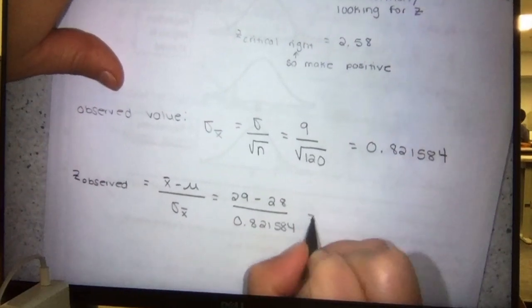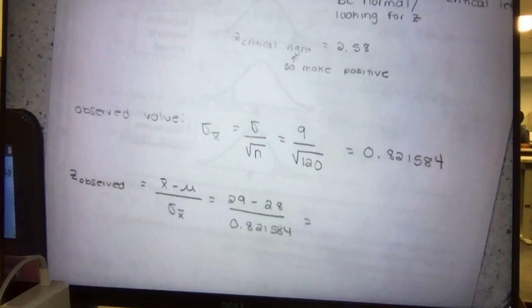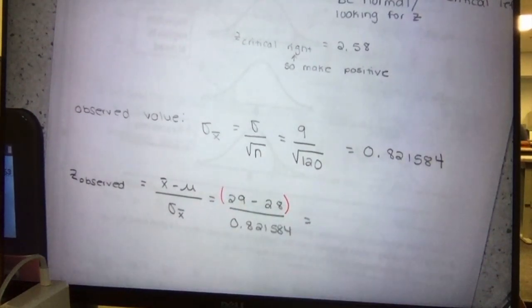0.821584. So plugging that into your calculator, make sure whenever you plug this into your calculator, you put the top in parentheses, so that way it's grouping it together, or you can say 29 minus 28 is just 1. Either way you want to do it.